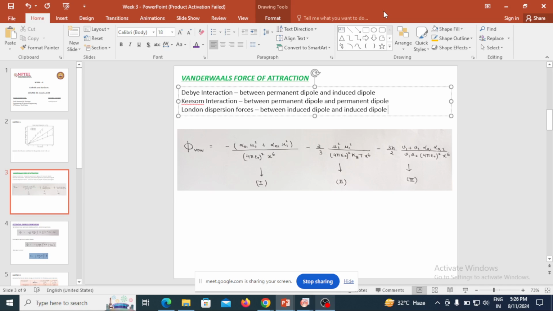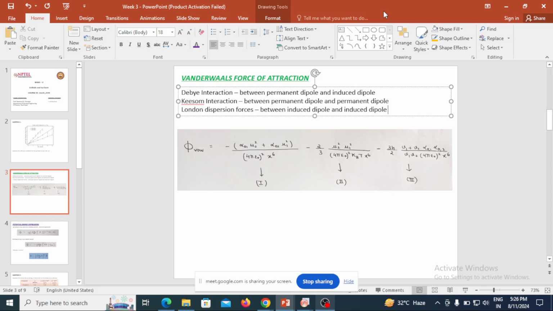One is the Debye, so it is between a permanent dipole and an induced dipole. So that example that I gave, you take a neutral atom and then a permanent dipole is interacting with this neutral atom. Due to this dipole moment, it induces a dipole in this neutral atom or the molecule. So this interaction is called Debye interactions.